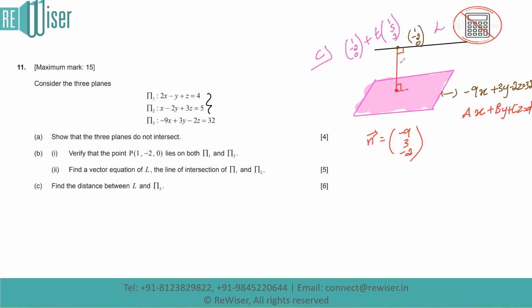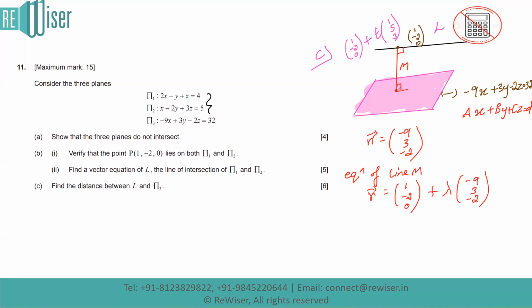So in that case, if I take this to be, let's say, line M, the equation of line M would be r equals (1, -2, 0). This would be the position vector because this point lies on line M as well, plus, let's say, lambda times the direction vector, which is (-9, 3, -2).